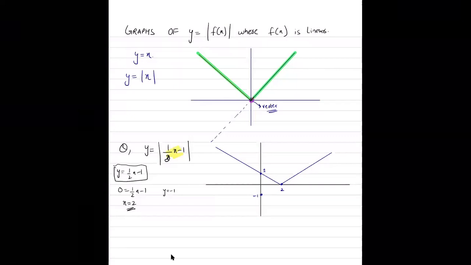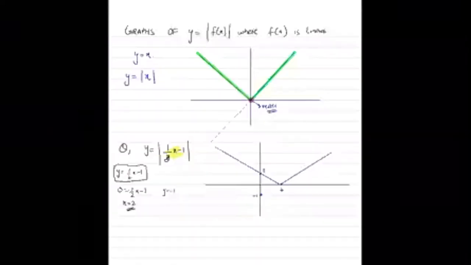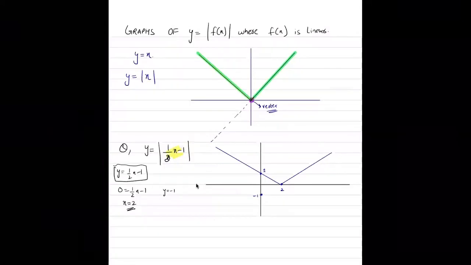Yes, all right. So we were done with this. We sketched mod of half x minus 1. Can you hear me properly? Yes, sir. Okay.